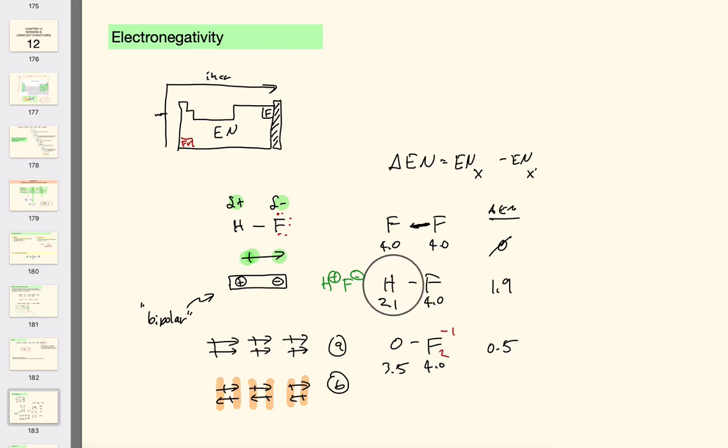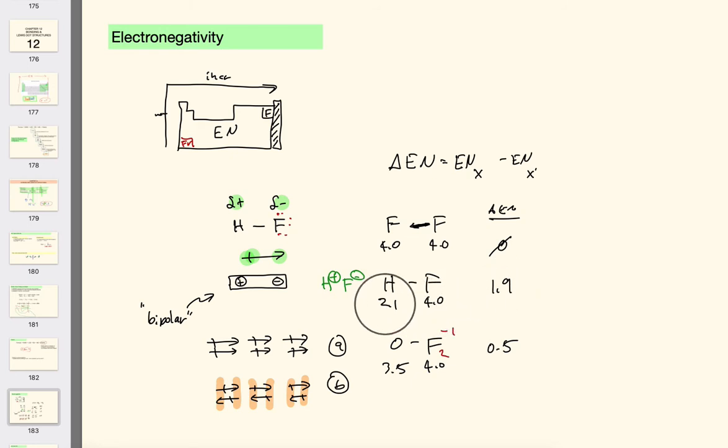Okay, well, let's look at HF, the second thing we went over. This molecule, fluorine, has a value of 4. And just so you know, hydrogen has a value of 2.1. So what's the difference? 1.9. So I know it's going to be polar. Why? It's pretty strongly polar. If you do enough of these, you'll say, man, 1.9 is really getting up there. So that's a very polar bond.